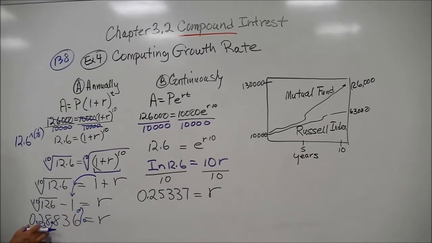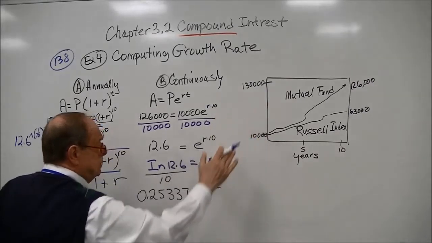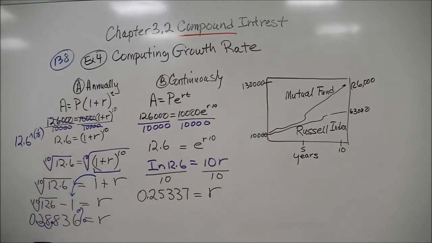So here is a person that by investing $10,000 in that mutual fund, and apparently it was very good economic times, had it increased at an annual rate of almost 29% interest. Wow, that was great. Okay, my enthusiasm is spilling over.